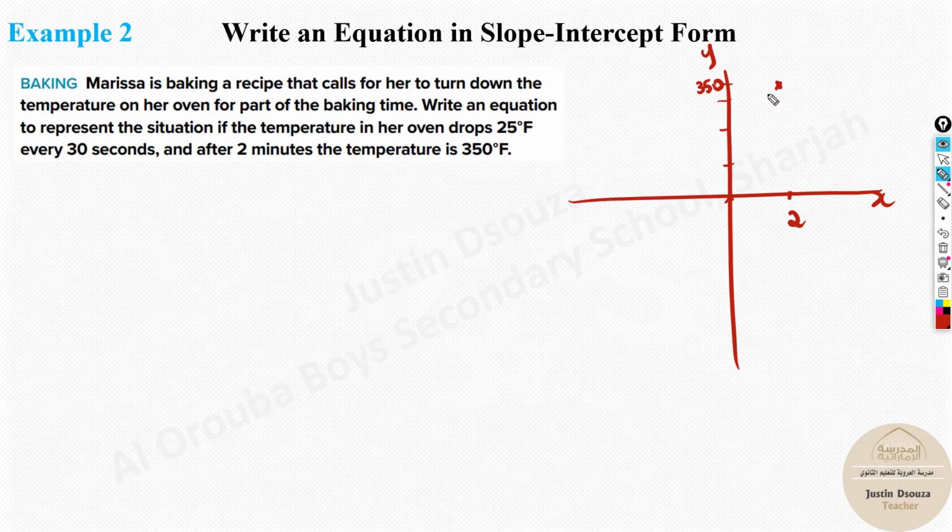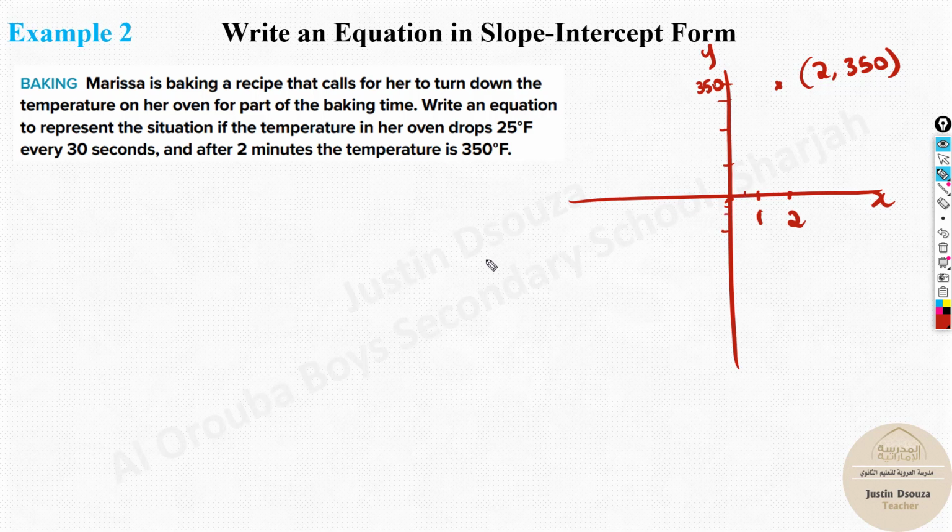Now we need to understand what's happening with the slope. This is just the x and y, so this is (2, 350). Now what about the slope? Did they mention it? They told us the oven drops 25 degrees Fahrenheit for every 30 seconds. So if I go 30 seconds, what happens? The temperature, if this much is 100, drops by 25, so it's somewhere over here. If I cross 30 seconds, it'll come over here.